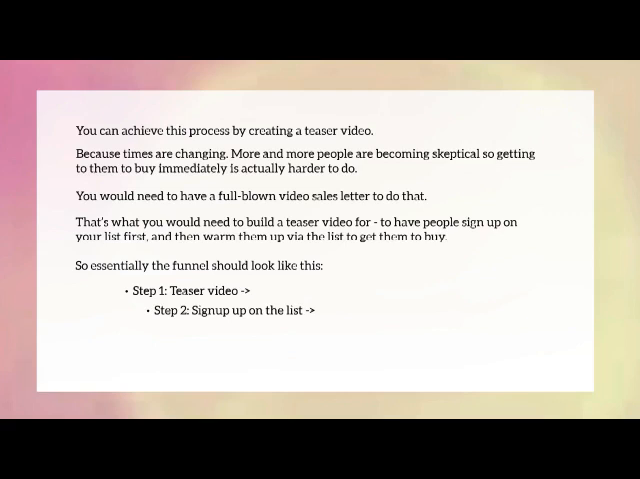You get people to sign up on your list, and at this moment, they still don't know you, and they still need to be warmed up, right? So that's why in step number three, you build a relationship via the autoresponder email service. So what I mean by that is they sign up on your list, and then you email them maybe every day for the next 7 to 14 days.